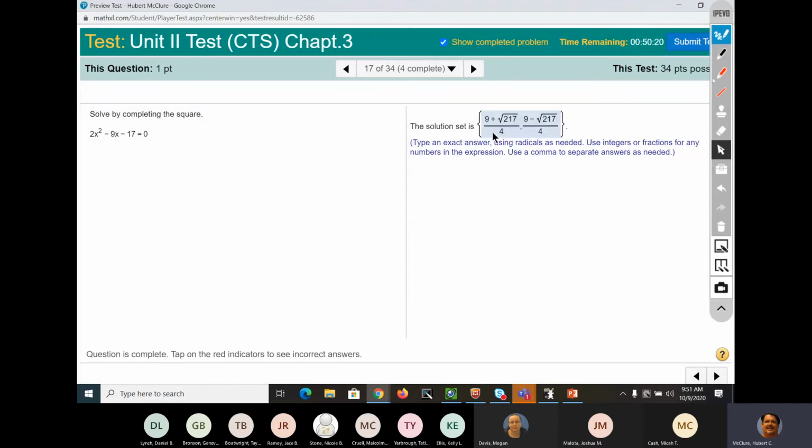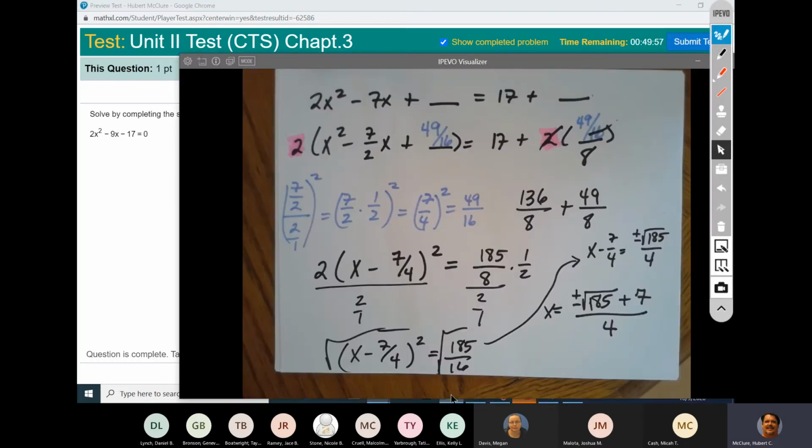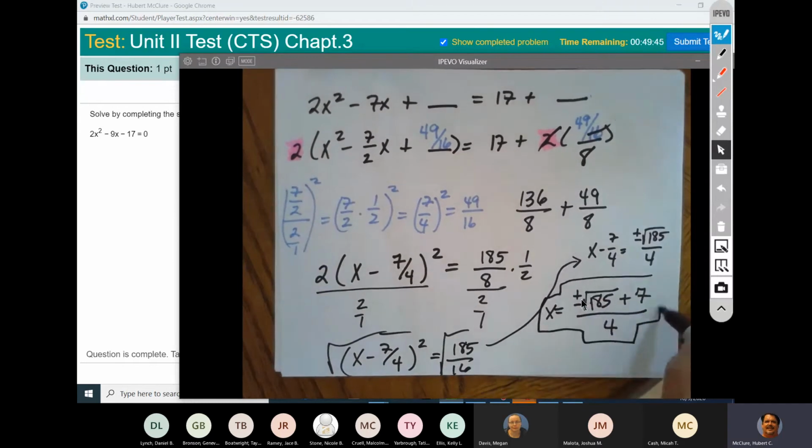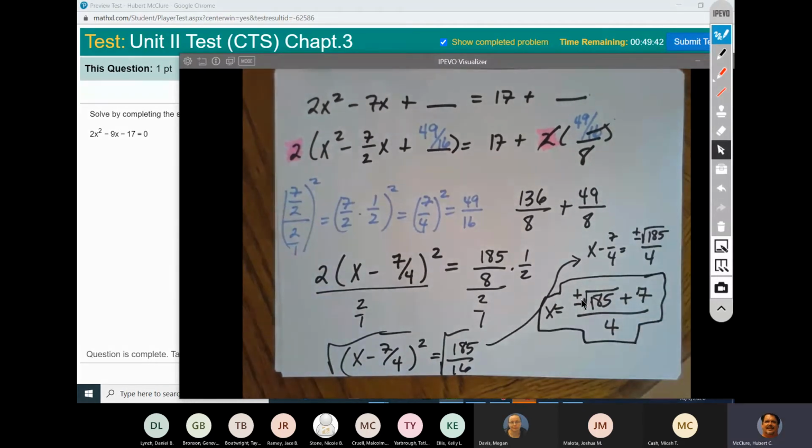Okay, I think they changed the number on us. They did. I wish they quit doing that. Anyway, that's the answer, but they changed that 7 to a 9. So that's the answer. And you write it in this form. But the answer to the previous problem is right here. Okay. Next.